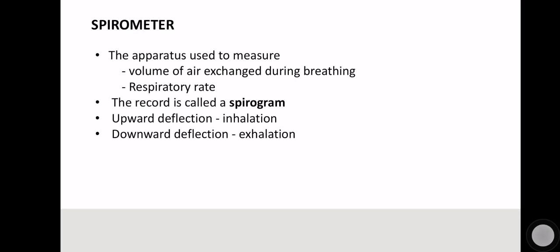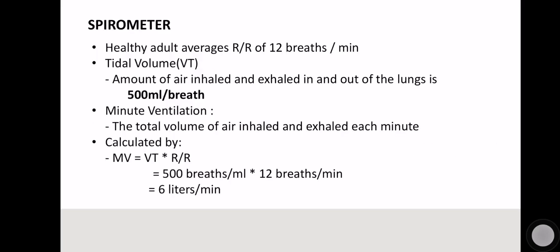In the spirogram, there are two deflections. The upward deflection is inhalation, the downward deflection is exhalation. The adult average is 12 breaths per minute. The tidal volume is the amount of air inhaled and exhaled in and out of the lungs, which is 500 ml. Minute ventilation refers to the total volume of air inhaled and exhaled each minute. The calculation is 6 liters per minute for an adult.